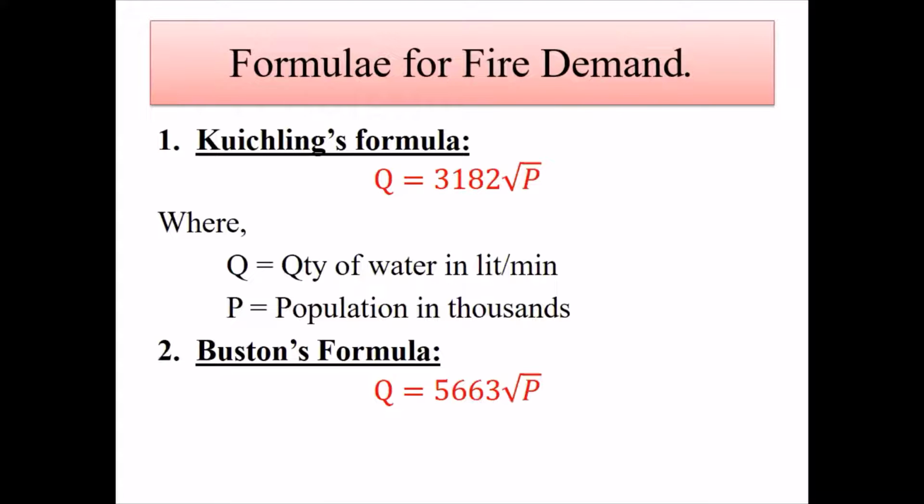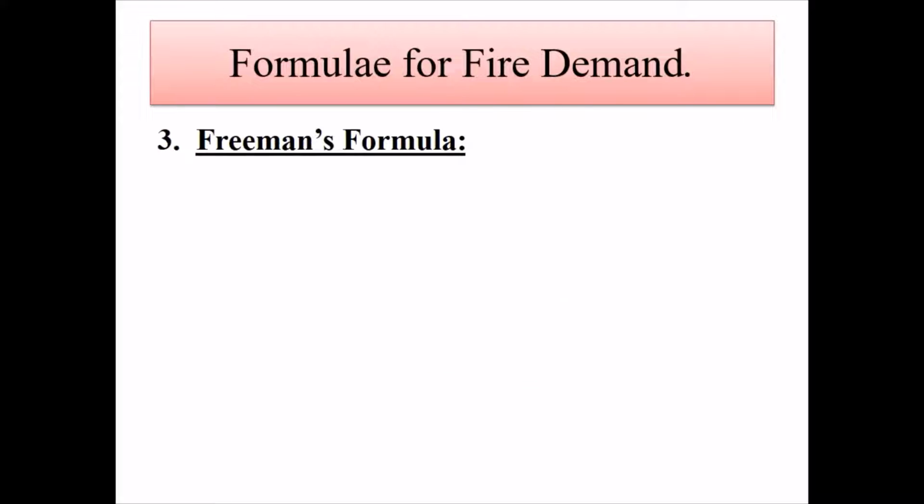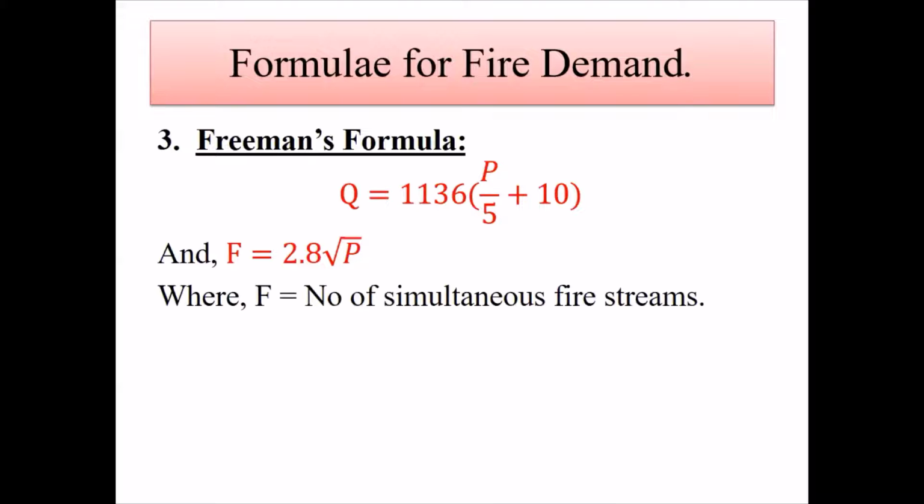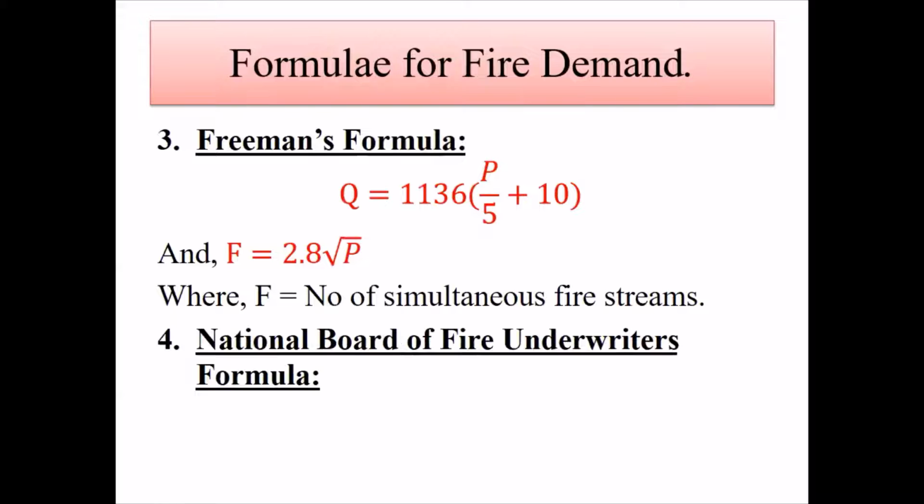Then Bushton formula. The formula is Q is equal to 5663 under root of P. Then Firman's formula. Q is equal to 1136 in bracket P divided by 5 plus 10 bracket complete, where F is equal to 2.8 under root of P, where F is denoted as number of simultaneous fire streams.